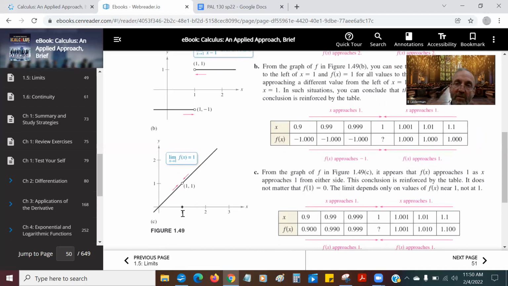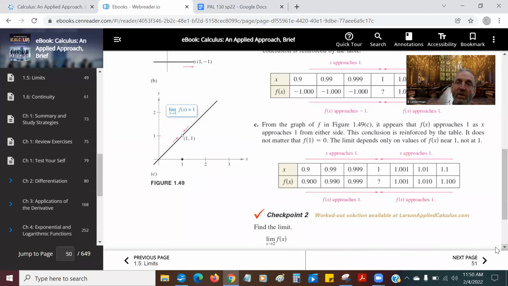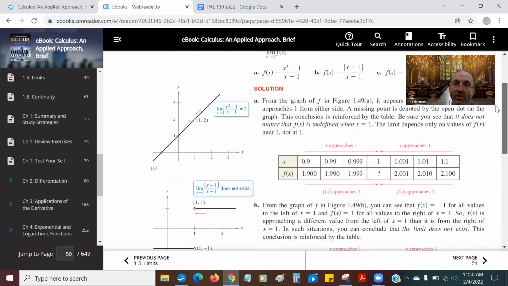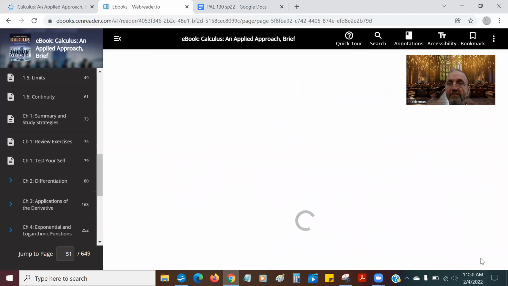And again, the limit is still going to be 1, because if you notice, the y values from both directions are getting closer and closer to 1. They're coming from opposite sides, but they're getting closer and closer to 1. So in this case, the limit is 1. Just to review, the limit was 2 in the first one. In this one, there was no limit, and here the limit was 1 for C. Okay, let's move on.